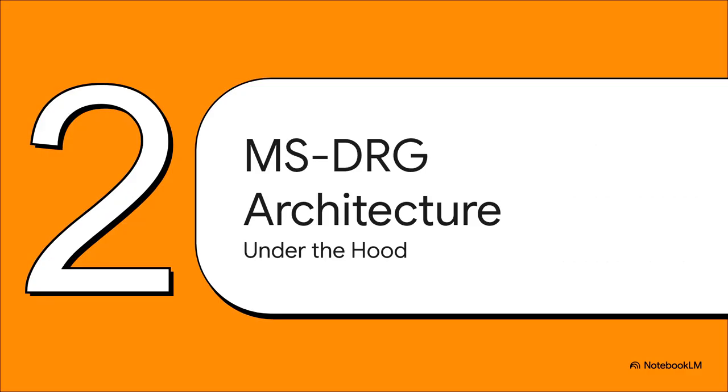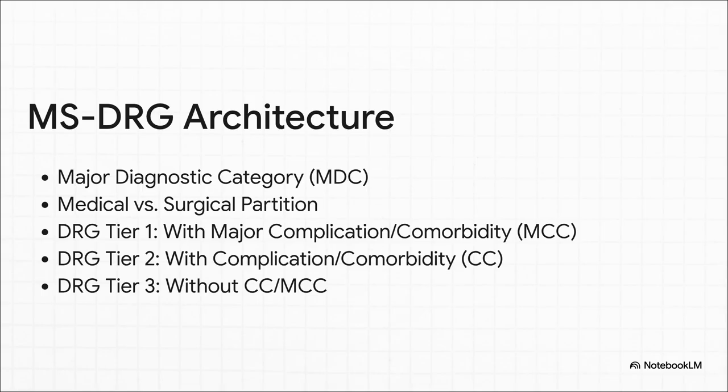Moving on to Section 2, let's look at the MSDRG architecture. So let's look under the hood and see how this engine actually organizes thousands of complex medical codes into something manageable. Imagine a giant funnel. Cases are funneled into one of roughly 750 distinct payment groups. First, they get sorted into one of 25 major diagnostic categories, like the respiratory or circulatory system. Then, the system asks, did a major surgery happen? That splits them into medical or surgical.